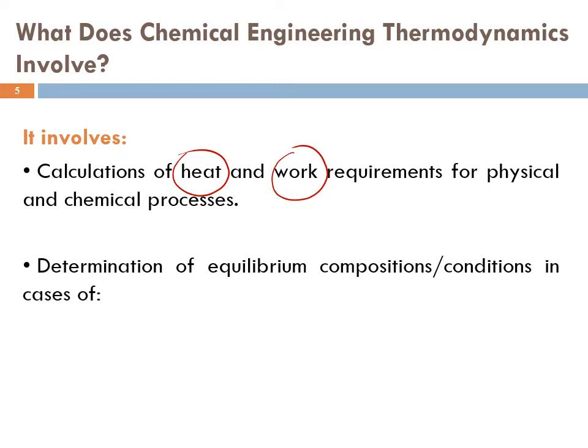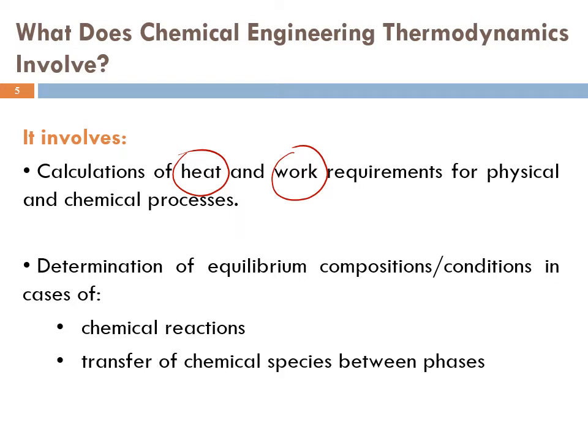The second business of thermodynamics is the determination of equilibrium compositions or equilibrium conditions in cases of chemical reactions and transfer of chemical species between phases. We have always said, in the subject of thermodynamics, that thermodynamics deals with equilibrium, right? So with equilibrium we mean, if you have a chemical reaction, what's the equilibrium of that reversible reaction? Where does the reaction stop? What's the equilibrium composition?